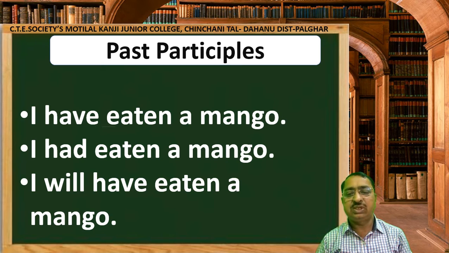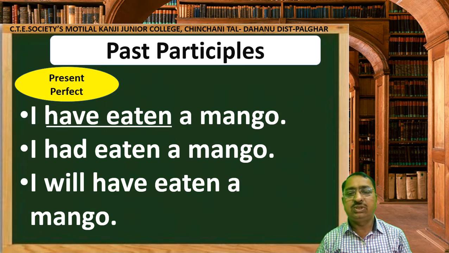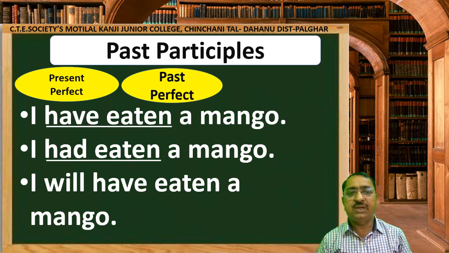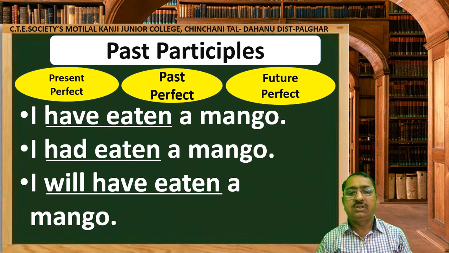In the first sentence, have eaten, present perfect. In the second sentence, had eaten, past perfect. And in the third sentence, will have eaten, future perfect.